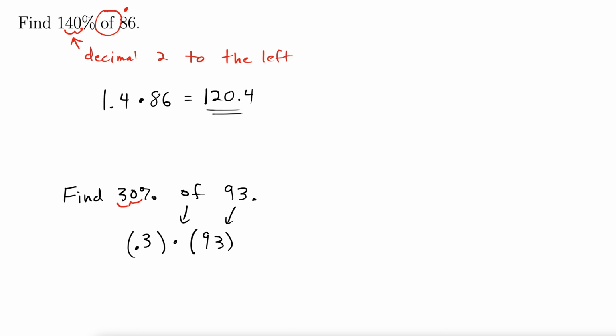So we're translating words into mathematics. We compute it out with a calculator and get 27.9. Okay, so certainly one of the more useful aspects of at least this part of an algebra course.